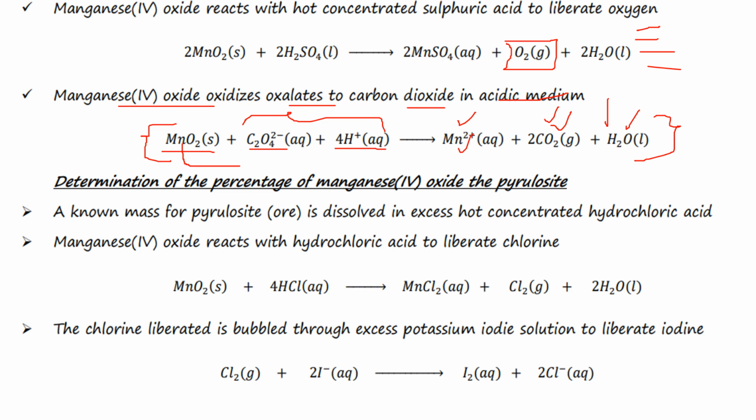Now let's look at the theory or the practical applications of manganese oxide. During determination of the percentage of manganese oxide present in any compound or any substance that you're going to be provided with, for example in the laboratory, the soils that they give you, first of all, we get a known mass of the ore, which is also known as pyrolusite, and it is dissolved in hot concentrated hydrochloric acid. After that, we get manganese oxide.